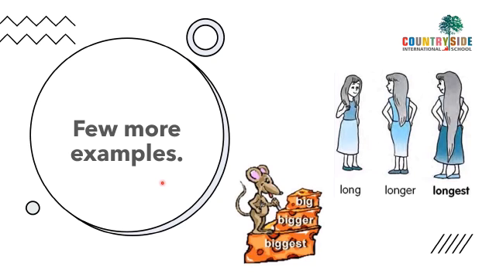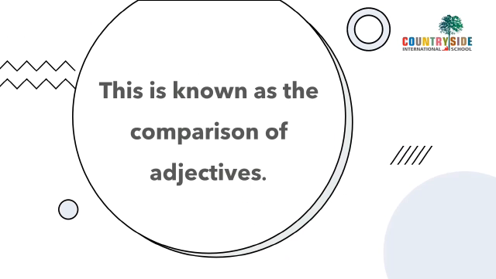Let's see a few more examples. See the mouse? Big, bigger, biggest. This piece of cheese is big, but this is bigger than this. And this is the biggest one among all. See the hair of this girl? Long. But here it is a little longer. And here it is longest. So this is known as the comparison of adjectives. When you compare two things or three things, that is called comparison.